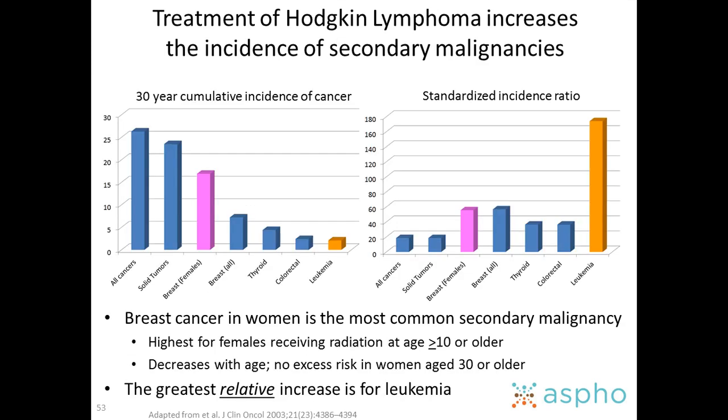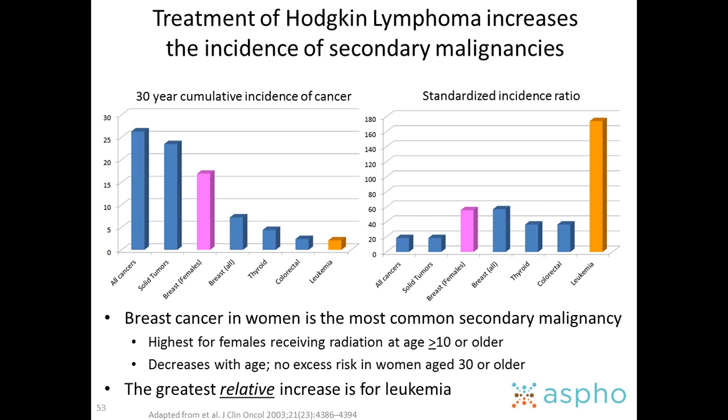In terms of late effects, breast cancer in women is the most common secondary malignancy, and that's shown on the left in pink. There's about a 15% 30-year cumulative incidence of cancer. It's highest for females receiving radiation at the age of 10 years or older. The risk does decrease with age, and there's no excess risk in women age 30 or older.